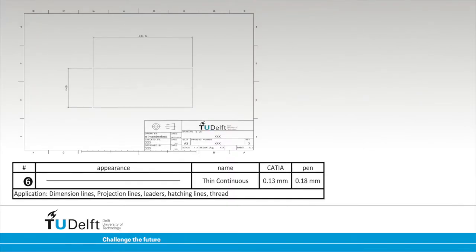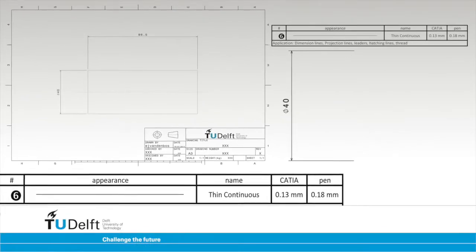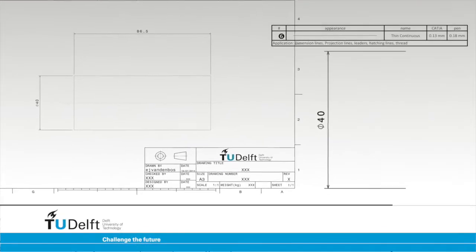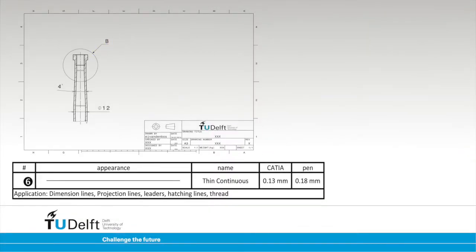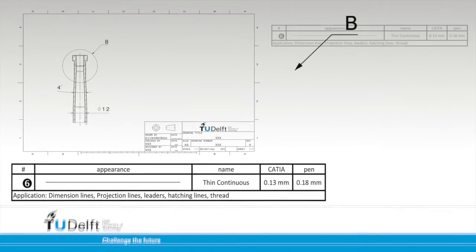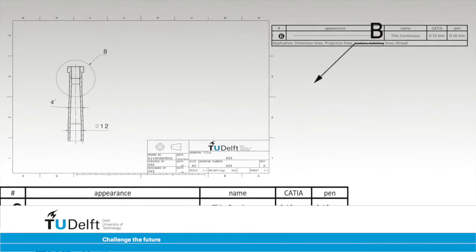A thin continuous line is used to draw dimensions. A dimension is composed of a dimension line with two arrows accompanied by projection lines drawn perpendicular to the dimension line and a numeral. Dimension lines and projection lines are drawn using the thin continuous line type. Leaders are arrows used to indicate an object of interest. The leader can be used with a letter, a symbol, or a remark. Leaders are drawn using a thin continuous line type.